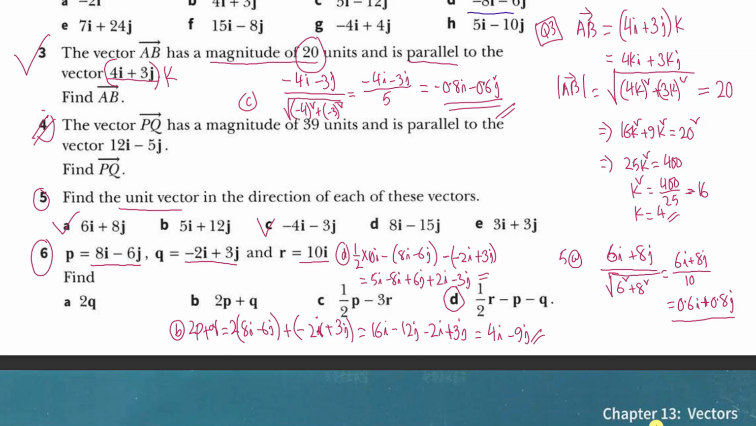Now we have to add all the values. It is 5i minus 8i, which is minus 3i, then plus 2i written here, so minus 3i plus 2i, which is minus i. Then the other part 6j minus 3j, we can write it as plus 3j, and that is our answer of this question.